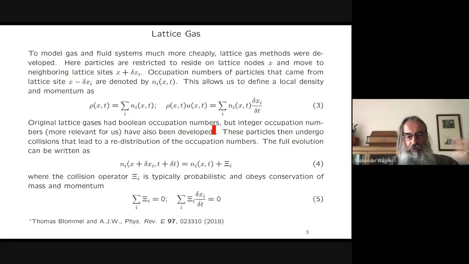And that is something that I talked about at DSFD before. That's very interesting. It actually recovers an equilibrium distribution which corresponds to the one that Ilya and Santosh and Somali recovered for entropic lattice Boltzmann. So there's some interesting connections here. But generically, the lattice gas looks like you have here these occupation numbers Ni, which now are integers. They have this advection, just like you have in the lattice Boltzmann, and you have a redistribution of particles, which is this Xi collision operator. And this Xi is typically probabilistic, and it obeys the conservation of mass and momentum that we have here.